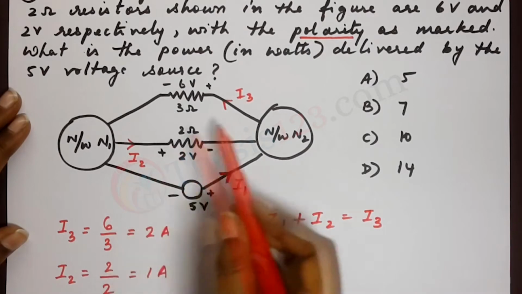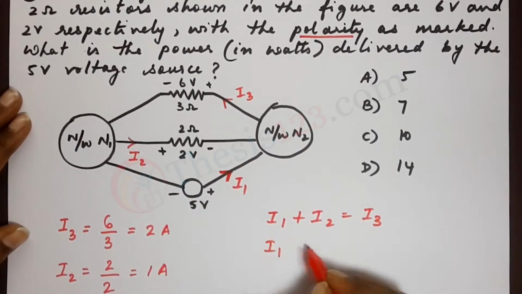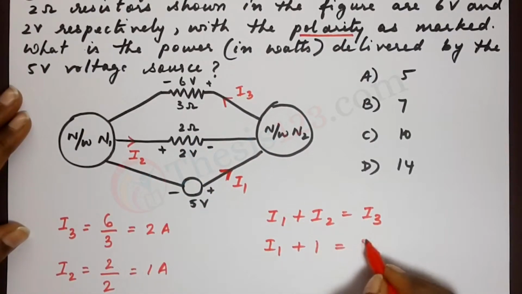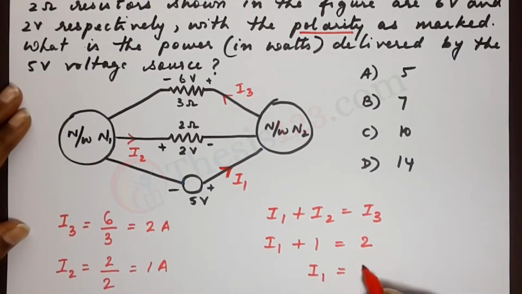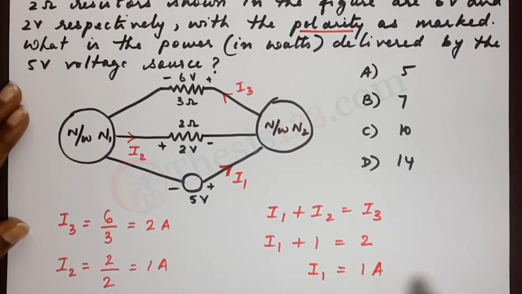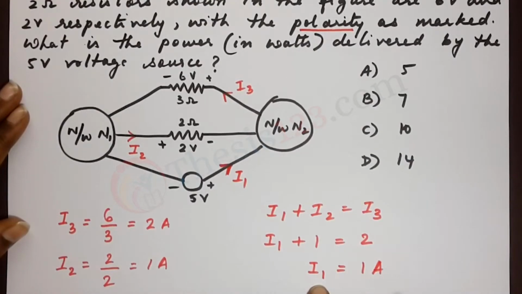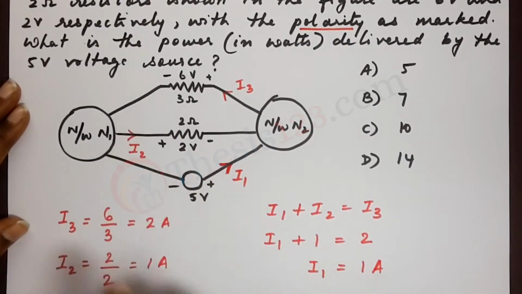Now let's substitute what I2 and I3 are. So that's I1 plus 1 is equal to 2, which easily tells us that I1 is equal to 1 amp. So we now have what I1 is. Next we can find out what the power is.